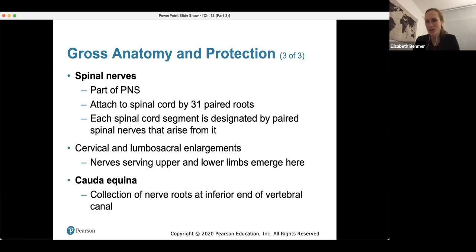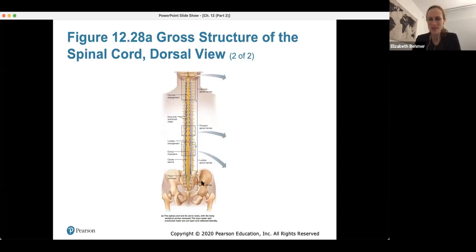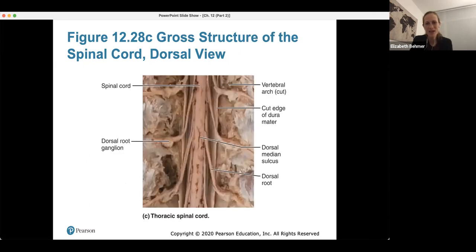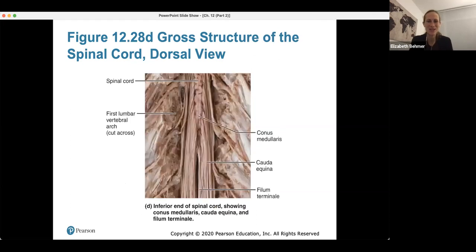All spinal nerves are a part of your peripheral nervous system, and they attach to the spinal cord by 31 roots. There's different enlargements of the spinal cord, and then the cauda equina is the collection of nerve roots at the lowest inferior end of the vertebral canal. So here's a good review of the gross structure of the spinal cord, a dorsal or a posterior view. Here is the spinal nerve rootlets coming off, and the thoracic spinal cord with the pia mater cut open, dura mater cut open to show the spinal cord itself. And here's a look at the conus medullaris, where the spinal cord ends. This cone is the ending of the spinal cord, and then the cauda equina are all of the spinal nerves coming off of the spinal cord.